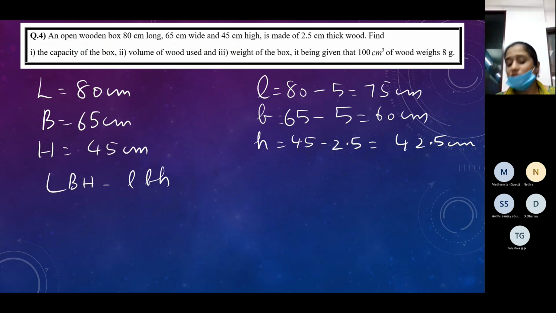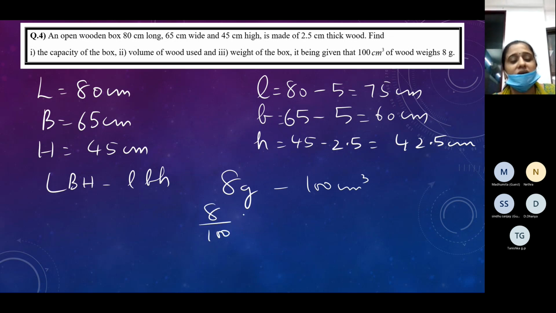Next, you should find the weight of the box. If it is given that 100 centimeter cube of wood weighs 8 grams, and you found the volume of the wood, then the weight of the box will be volume into 8 by 100, because 8 grams for every 100 centimeter cube. So for 1 centimeter cube, what will be the weight? 8 by 100 grams per centimeter cube.